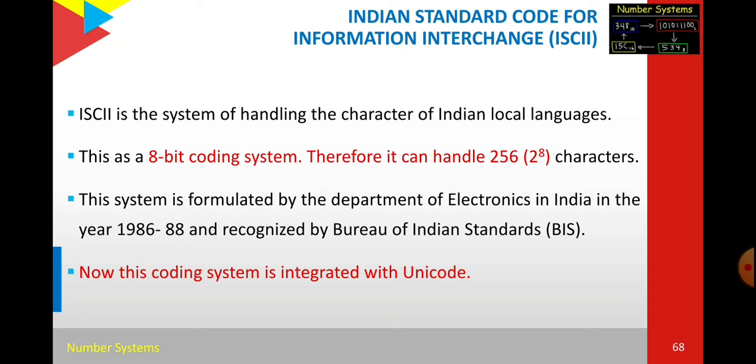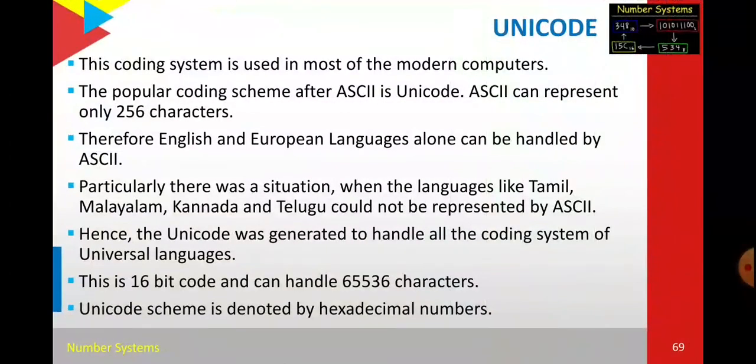Okay, this ISCII coding system is integrated, that is merged, into the Unicode encoding system. Unicode, that is Universal Code for Indian Local Languages. This coding system is used in most of the modern computers. If the number of bits is increased, you can represent more characters.